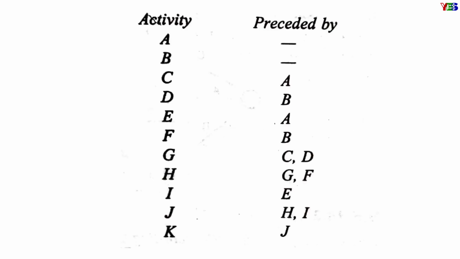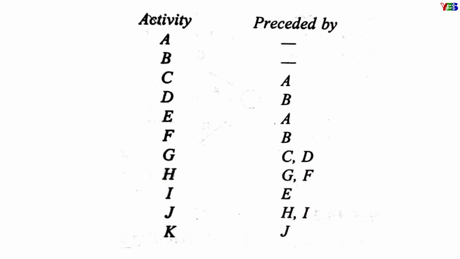So here we have two columns, one for activity and one for preceded by. We will read this table in such a way that after completion of the activity given in the preceded by column, the corresponding activity in the activity column will start. That means by this table, activity A and activity B are free to start, since there is no activity before activity A and activity B.